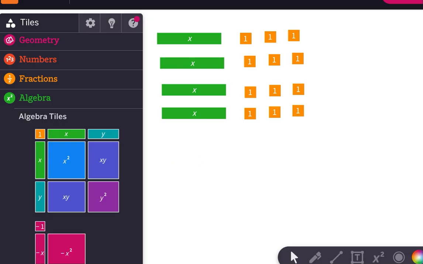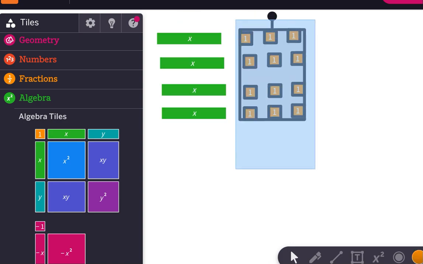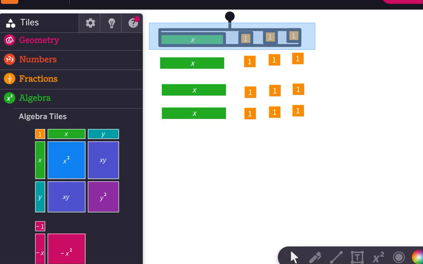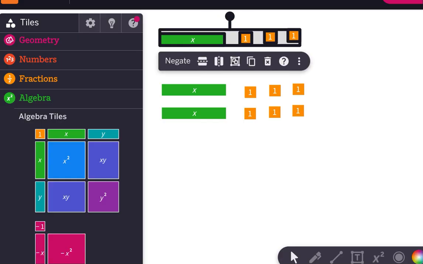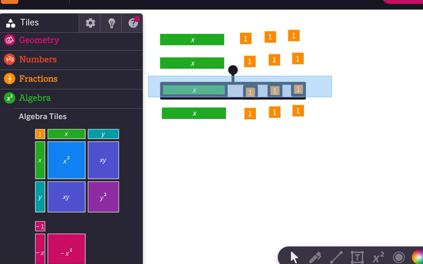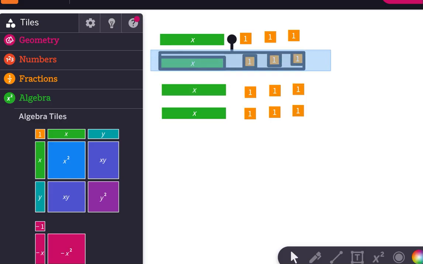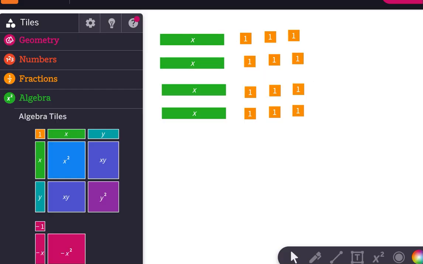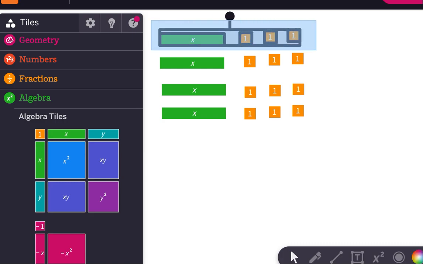So what I am doing here is I have 4 x's and I have 12 ones. But in a way, what I have is one group of x plus 3, another group of x plus 3, another group of x plus 3, and another group of x plus 3. I'm trying to see if there are any things that are common between them.